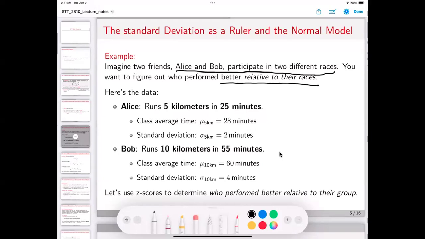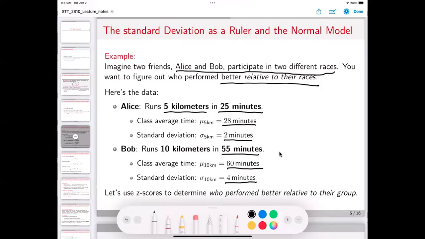Now, these are the data. For Alice, Alice runs 5 kilometers in 25 minutes. Or you could put miles, it doesn't matter. 5 kilometers in 25 minutes. And then the average time for the 5 kilometers is 28 minutes, and the standard deviation for the 5 kilometers is 2 minutes. And then Bob, he ran 10 kilometers in 55 minutes. The average is 60 minutes, and the standard deviation is 4 minutes.